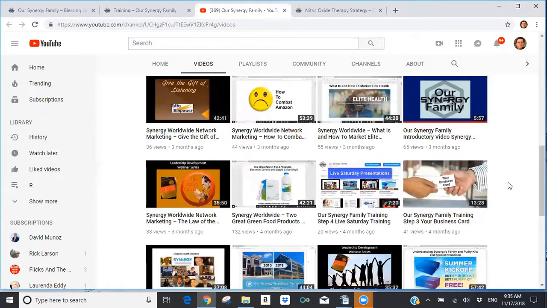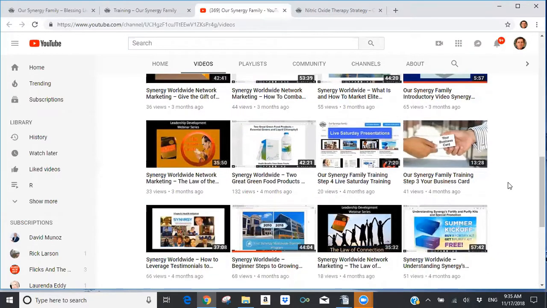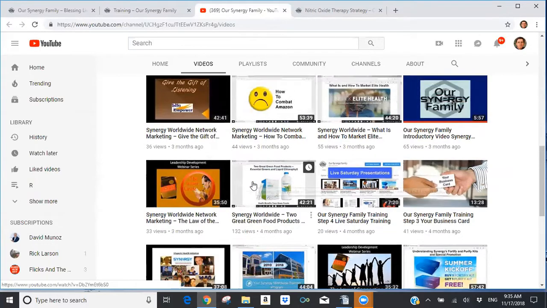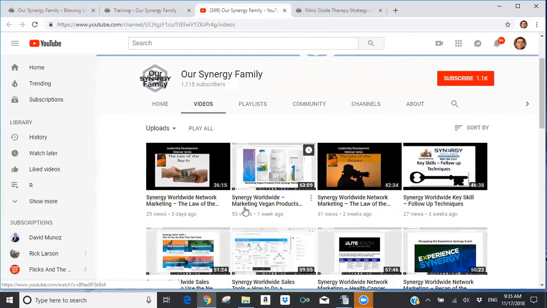what might trigger something that I might want to do. Oh, okay, here's some green food products. Okay, I'm really into green food products. I've got a lot of friends that are vegetarian and vegans. Let me click on here to see what kind of products Synergy Worldwide has. Or as we just recently did, marketing vegan products. We did that 2 weeks ago. Marketing vegan products.